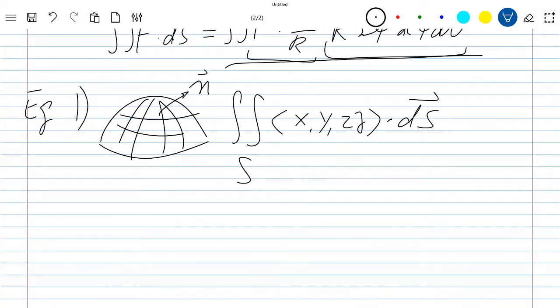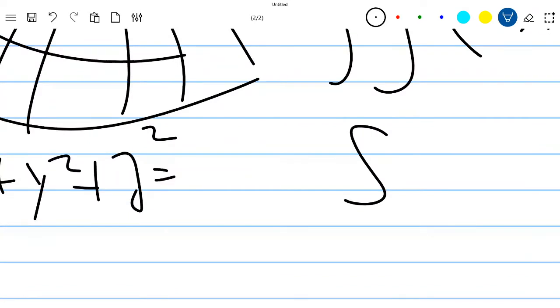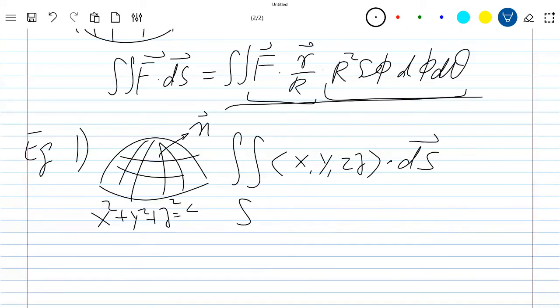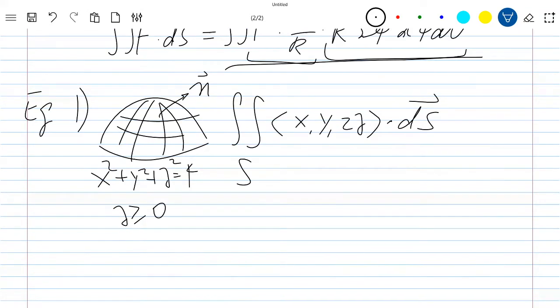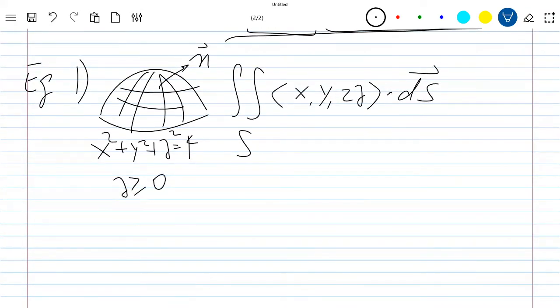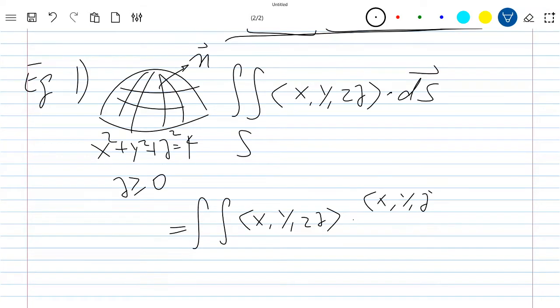Okay. And since this is a sphere, what is a sphere? The sphere is x squared plus y squared plus z squared equals, let's say, 4 again. And what does upper mean? Upper means z is positive. Alright, so the radius is 2. So let's write out the integral. So you have (x, y, 2z) dot, remember, (x, y, z) over r, and r equals 2.